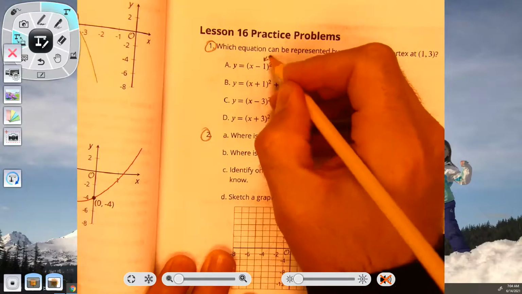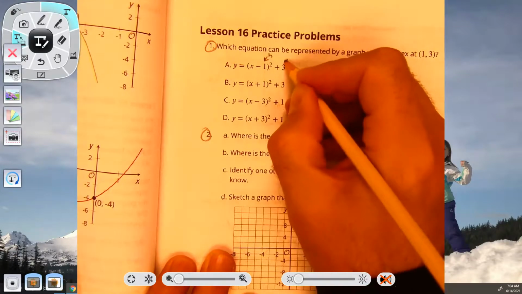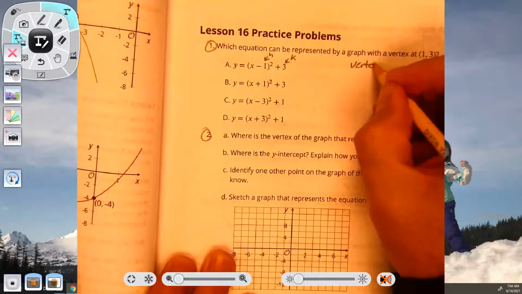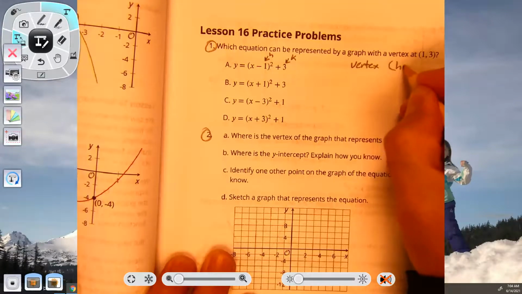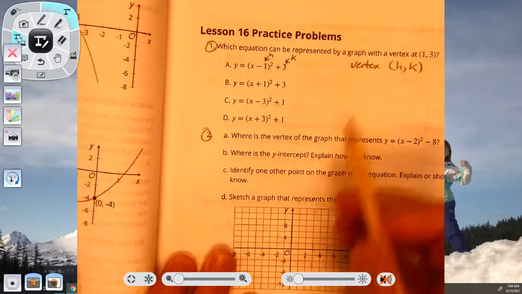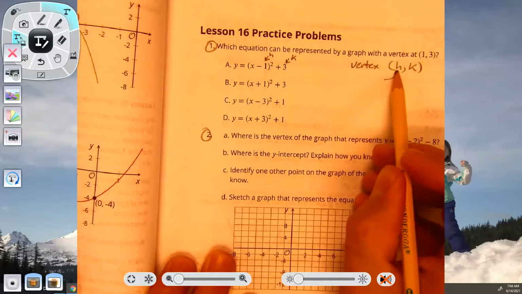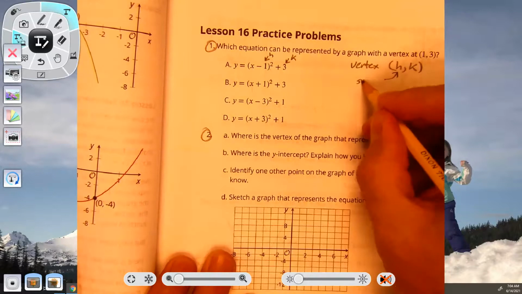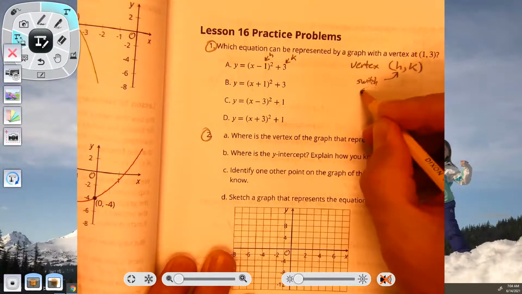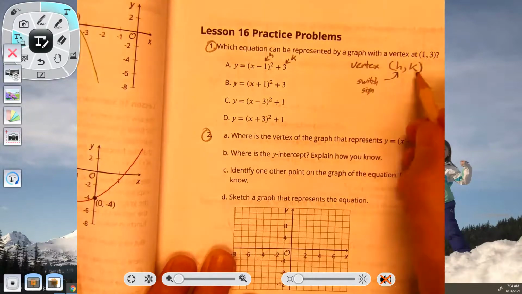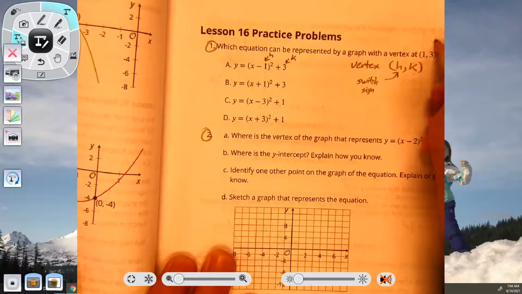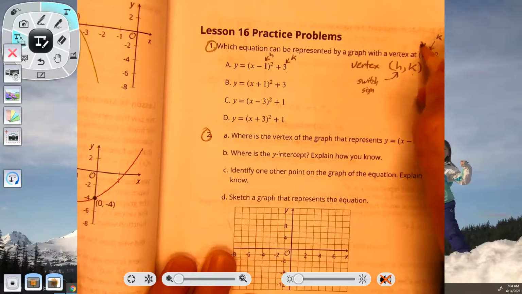Looking at each one of these equations, they're all in vertex form, which means that this number right here is my h, and this number is my k. That's if the vertex were to be (h, k). Now remember, with the h, we have to switch the sign of whatever it is. Switch sign. The k stays exactly the same though. So whatever this number is, that will be this value in your vertex. Here's your k, here's your h.